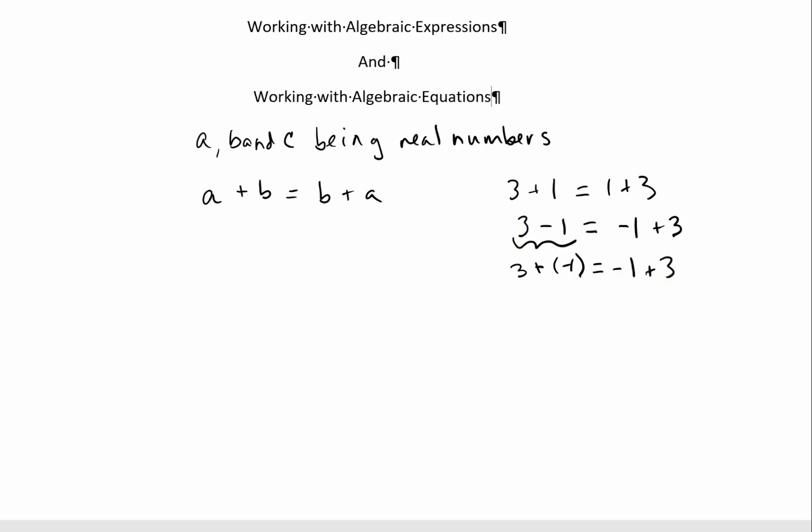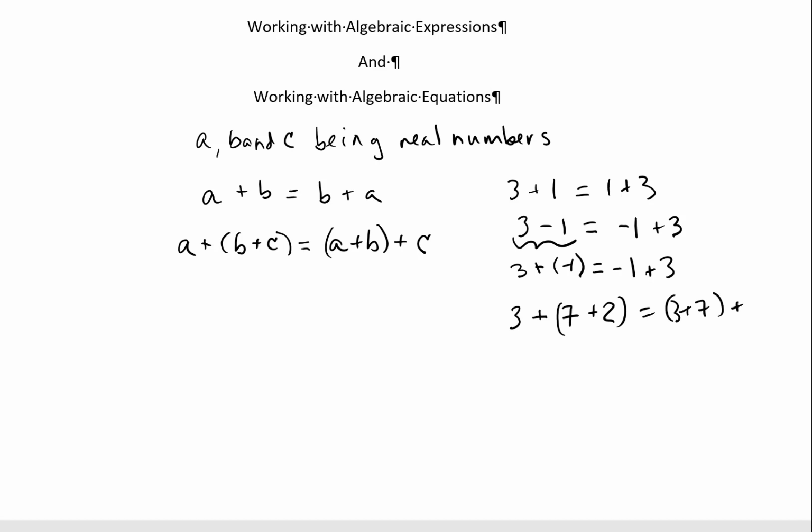The associative property helps us to associate different numbers together to make our addition easier. So if we look at B plus C, we can add A to that sum of B plus C. Or if it's easier for us, putting A plus B together and then adding it to C. So for example, as we look at associative property, we could have 3 plus 7 plus 2. We could rewrite that as 3 plus 7 and adding 2.